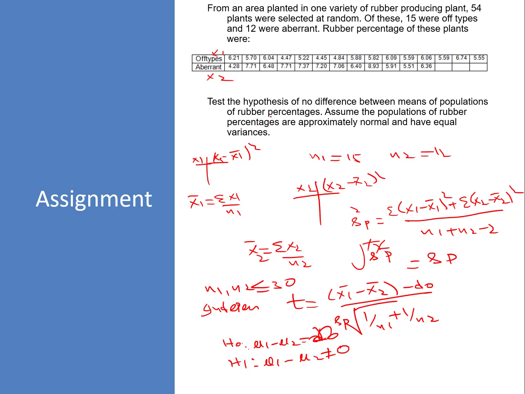So at first they say no difference. When there is no difference, mu1 will be equal to mu2, aberrant will be equal to off type. But if aberrant is not equal to off type, now we need to show this. So you need to construct a two-tailed test for this: t alpha by 2 with degree of freedom, and minus t alpha by 2 with degree of freedom. And how will you calculate the degree of freedom? n1 plus n2 minus 2. So in this way you can easily solve this. Thank you.